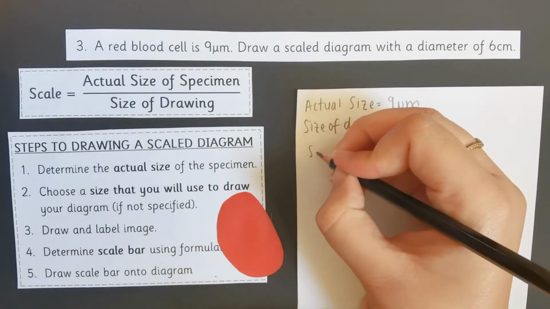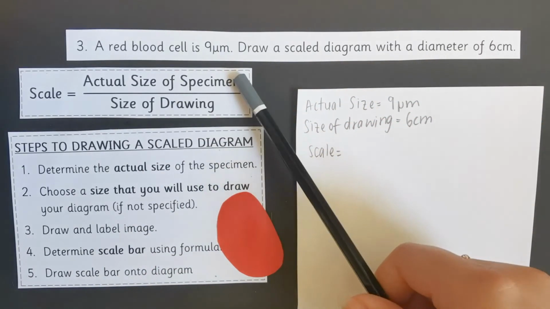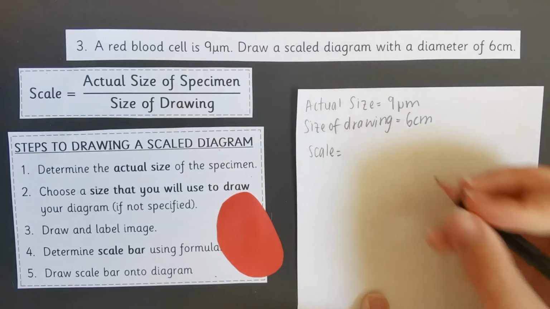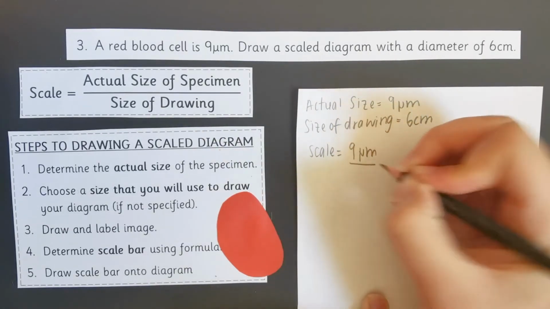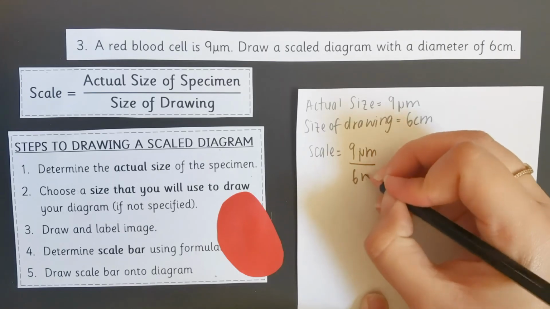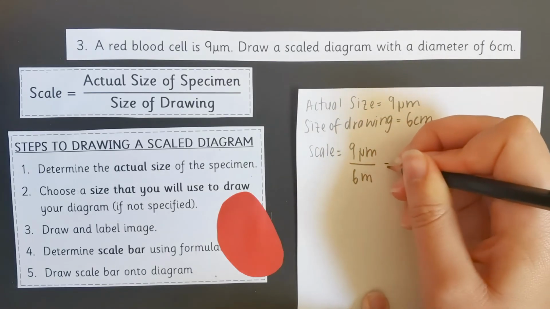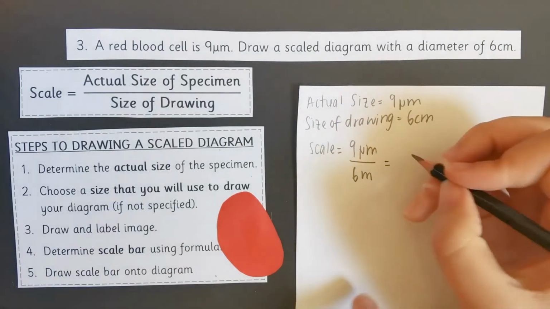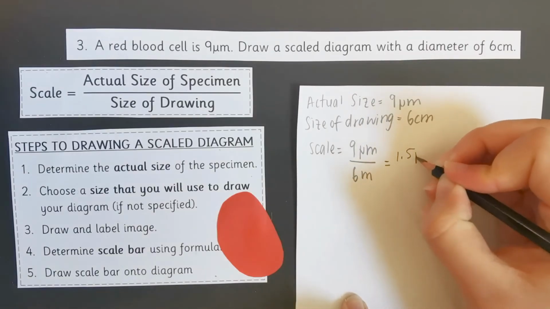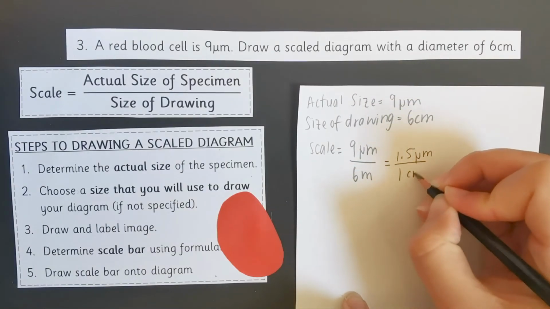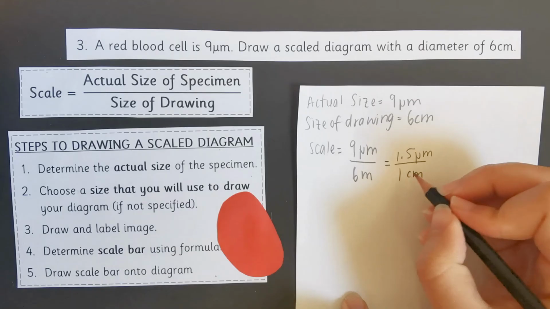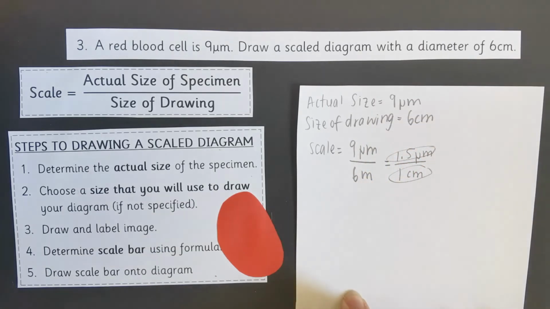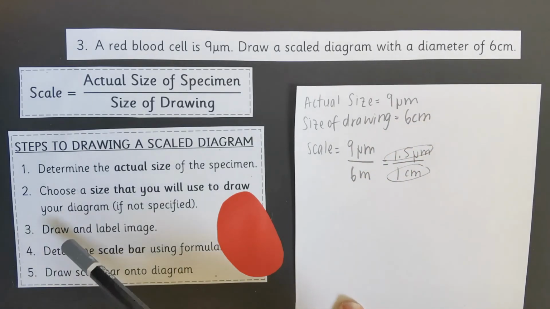All right, now let's skip to step 4. We'll determine our scale bar. So we'll do the actual size divided by the drawing size, which is 9 micrometers divided by 6. If we simplify that, we get 1.5 micrometers over 1 centimeter. So that means our 1 centimeter scale bar represents 1.5 micrometers.